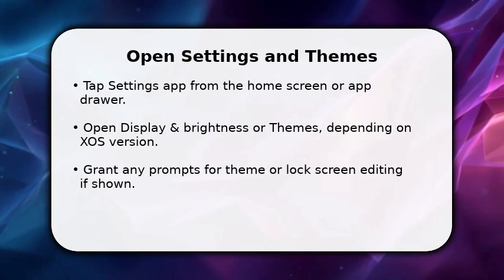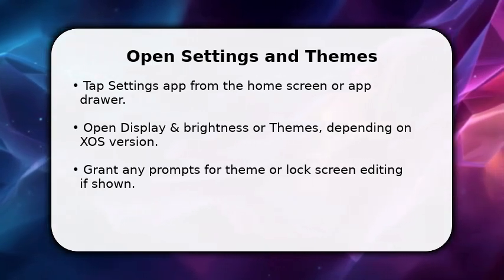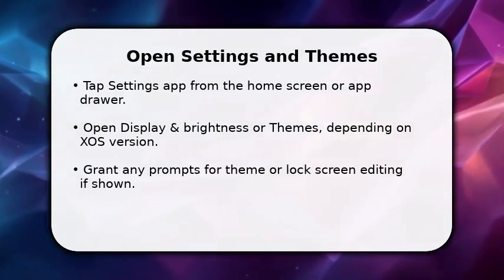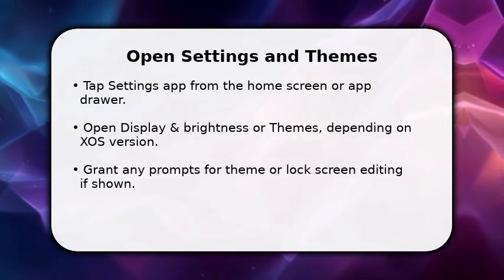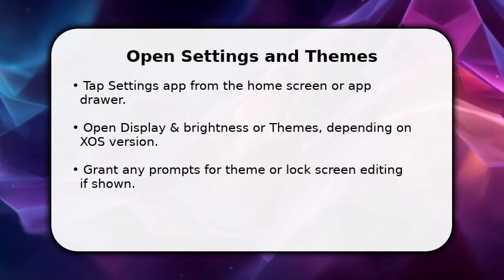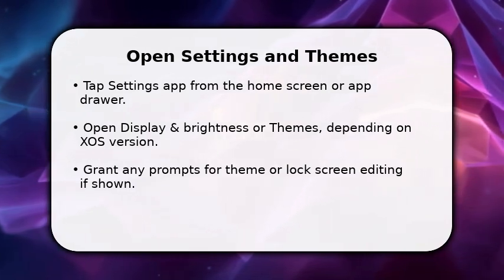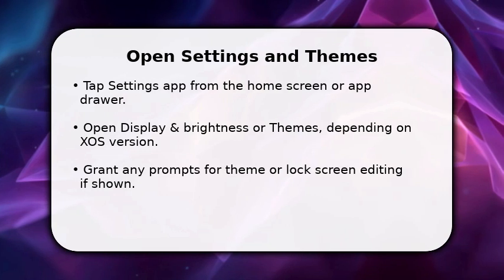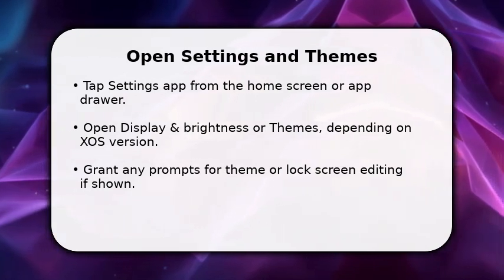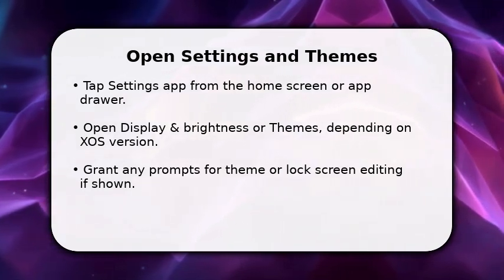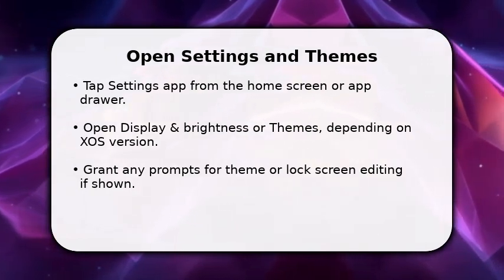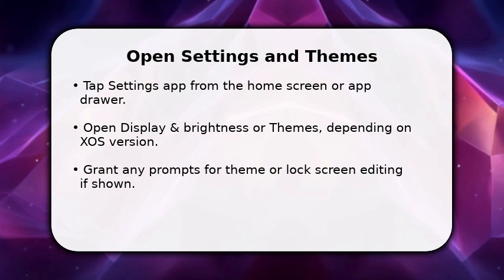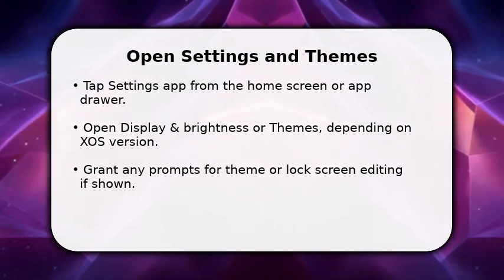You start by opening Settings, then go directly to Display and Brightness, or the Themes app if present. You want to reach the lock screen customization area. Once there, make sure to allow any permissions the phone requests so you can edit and save. You're doing this now because different XOS builds route clock color settings in two places: System Display or Themes. Once done, select Lock Screen or Lock Screen Style so you can see clock previews before changing color.